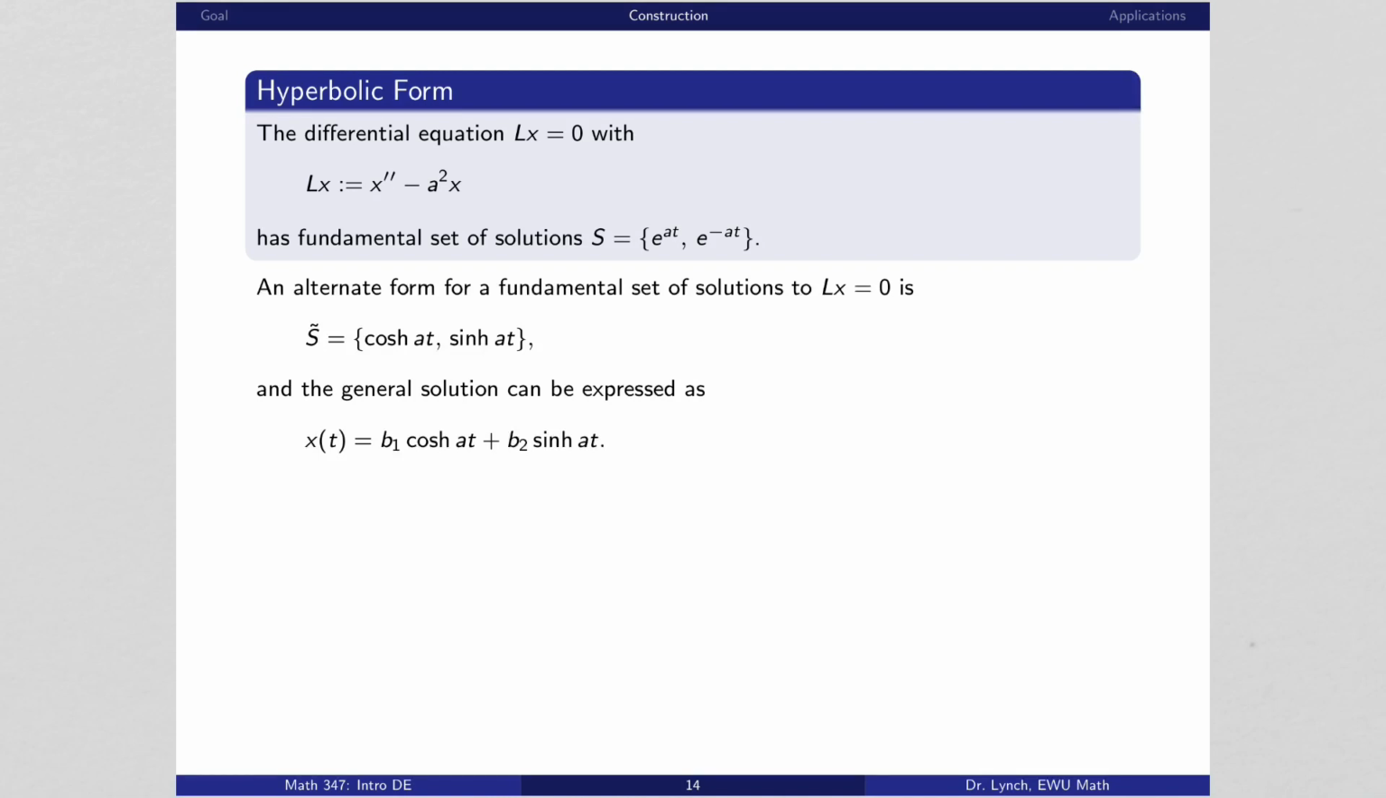So the general solution to that differential equation can be expressed as b1 times cosh of at plus b2 times sinh of at. I'll point out that cosh of 0 is 1 and sinh of 0 is 0, so it turns out that solving initial value problems when you express the solution of this particular differential equation in terms of sinh and cosh is a little bit easier than expressing the solution in terms of exponentials instead.